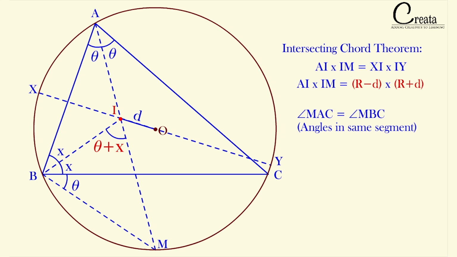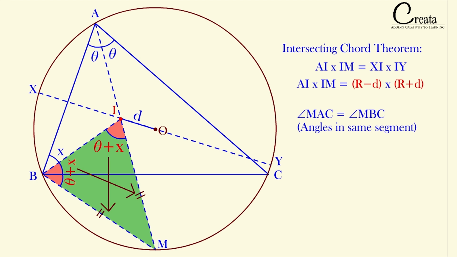Further, if we observe the triangle BIM, this small triangle, here this angle is theta plus X, and can we say this angle is also theta plus X? So we got both of these angles equal in this triangle. And we know the sides opposite to equal angles in a triangle are equal. Means both of these sides will be equal to each other. So this triangle is an isosceles triangle with side BM equal to side IM.